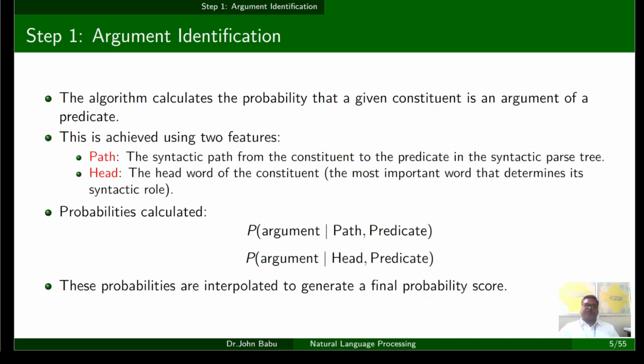We'll be evaluating the probability based on two features, path and head. What is the path? It is the path from the constituent to the predicate in the syntactic parse tree, and the head word is the most important word that determines its syntactic role. So we will calculate the probability of the argument given the path and predicate, and the probability of the argument given the head and predicate. Then these probabilities are interpolated to generate the probability table. From the probability table, we will select or classify the arguments.